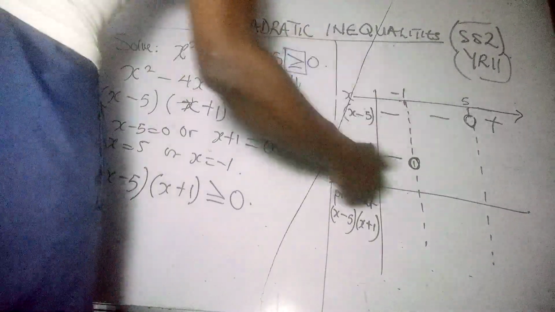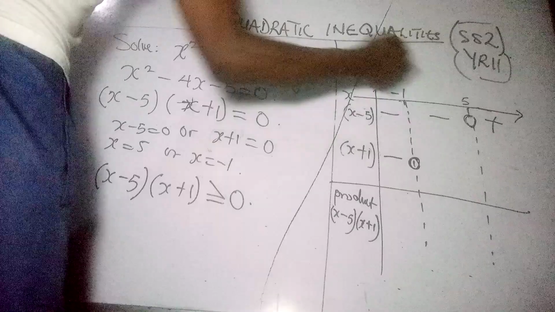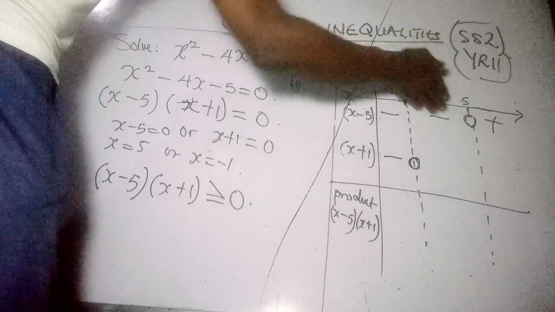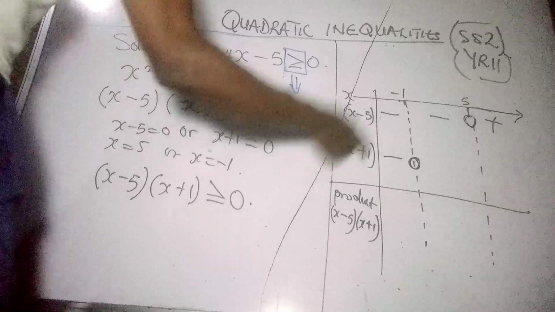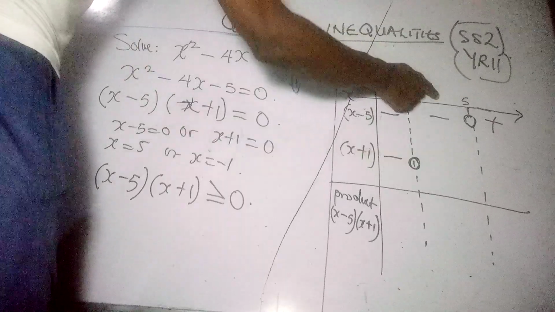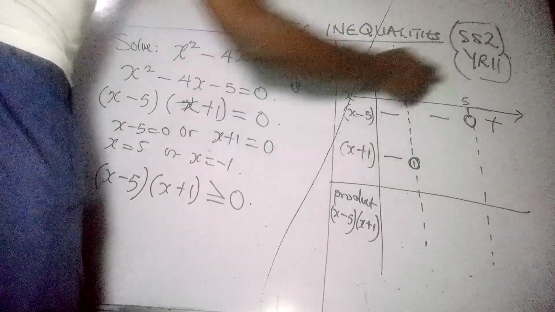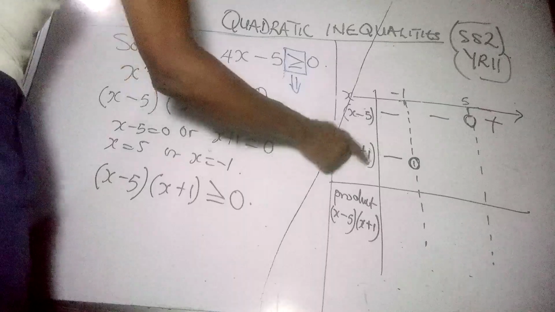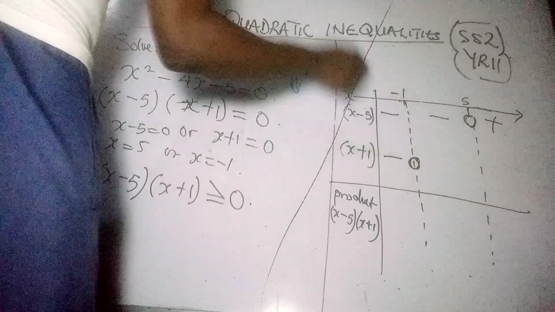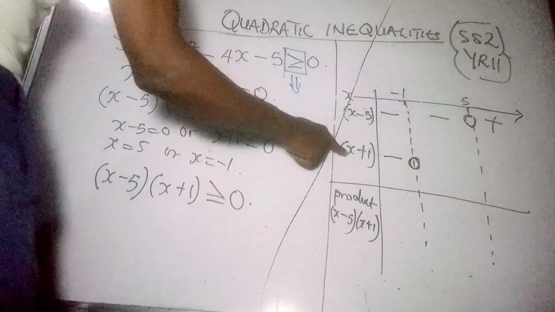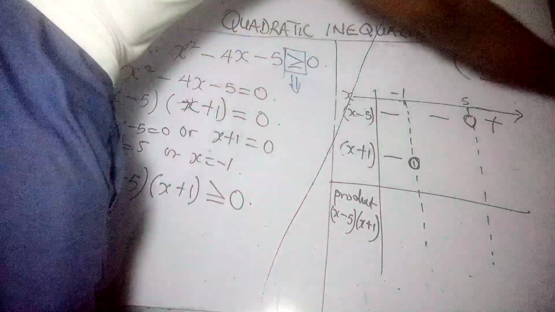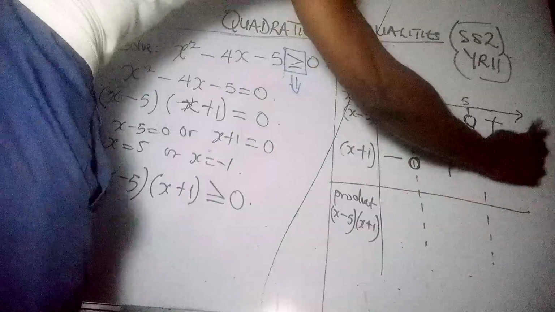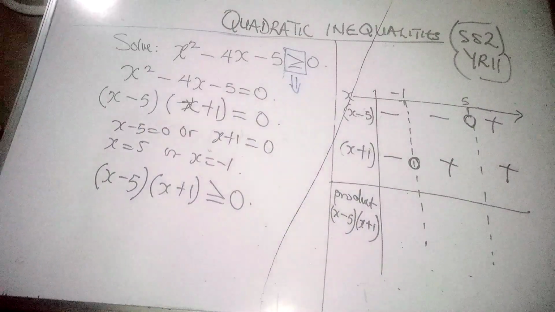Now let me go outside minus 1. That means 0, 1, 2, 4, 5. If I put 0 here, 0 plus 1 will give me positive 1. 1 plus 1 will give me positive 2. 4 plus 1 will give me positive 5. If I use this 5 exactly here, 5 plus 1 will give me positive. That means anything from here down is positive. I hope that is understood.